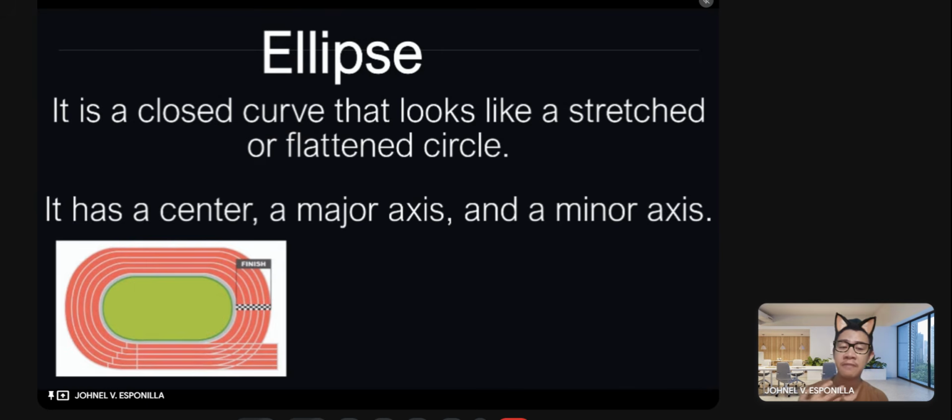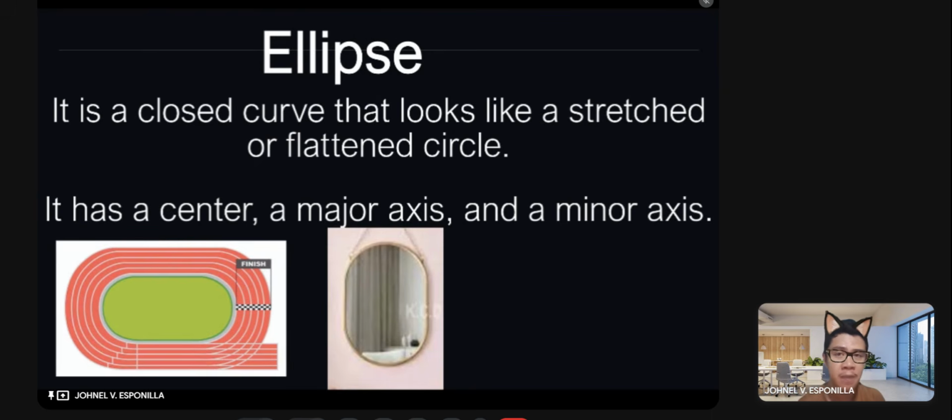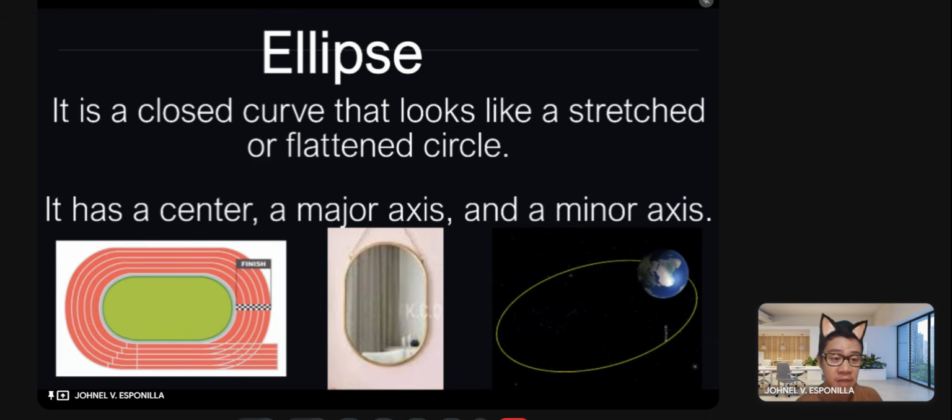So these are the different application or concrete example po ng ating ellipse. So yung tracking field, okay, so ellipse po ang shape. Most of the mirrors, ellipse po yung shape. And we have the orbit of planets, so elliptical orbit po tayo. So ellipse pa din. Okay? So ito ay iilan lamang po sa mga example ng ellipse.